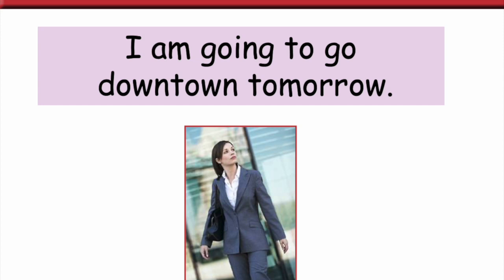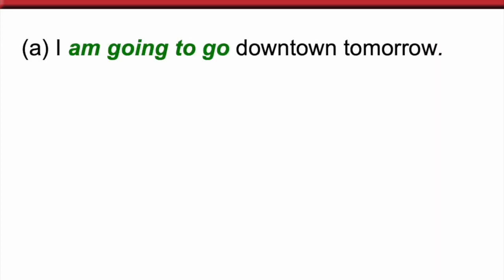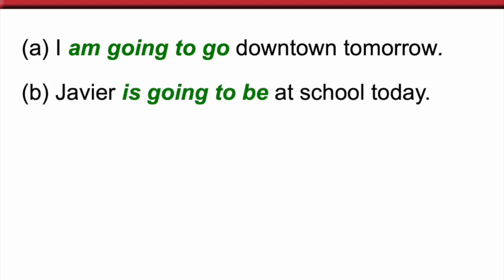This is an example of a future tense sentence. For example, I am going to go downtown tomorrow. So that's something for the future. And this is how you create the sentence. So you use the subject, the verb be for the subject, then going to, and the base form of the verb. Here's another example.